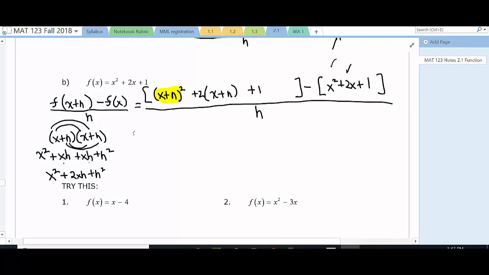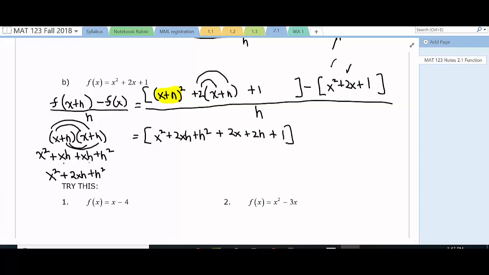So what I'm going to have you do is replace what I have in yellow with x squared plus 2xh plus h squared. That required that you FOILed and multiplied that out. Now moving on, you're going to distribute the 2, so that's 2x plus 2h, so we have plus 2x plus 2h, then we have the plus 1. So what I did is I FOILed the x plus h squared, distributed the 2, and brought down the 1. Are you clear with what I did there?